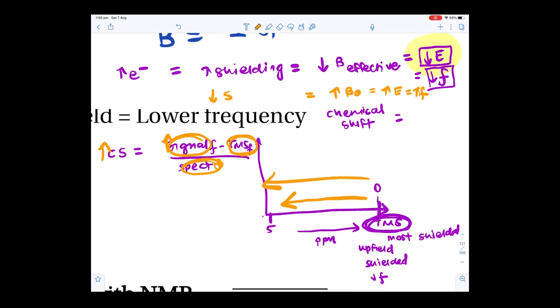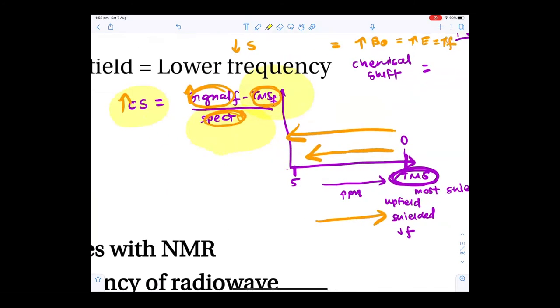Downfield is to the left, upfield is to the right. Very good. So chemical shift is the x-axis. We use that because we have different NMR signals based on the spectrometer that we use. So chemical shift accounts for the spectrometer used, and it also gives us a reference value of zero, which is our TMS reference point. As a result, we can standardize the graph for any compound. So TMS and chemical shift are solely used to standardize the NMR signals for a compound.